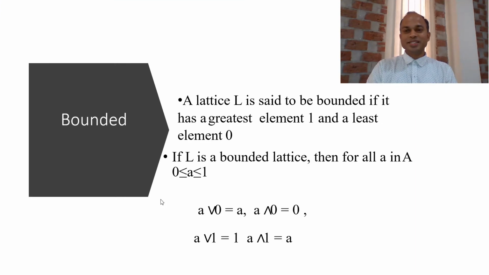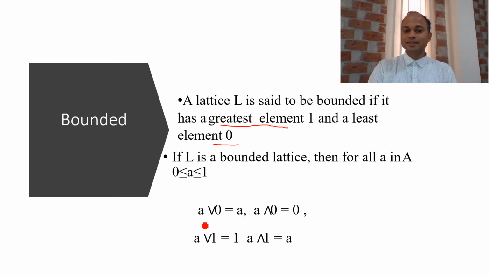Now we are discussing the classification types of the lattice. The first type we are presenting here is called the bounded lattice. In the bounded lattice, we have two important points. If the greatest element is 1 and the least element is 0 for the set L, then we can say that this particular lattice is a bounded lattice. And here we have the important properties.